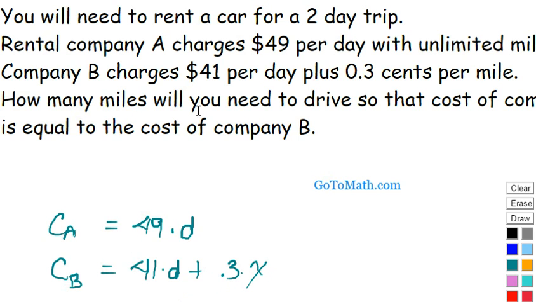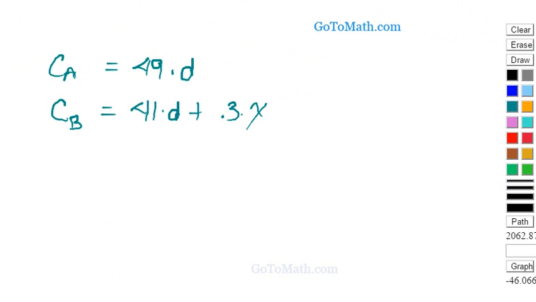How many miles will you need to drive so that the cost of company A is equal to the cost of company B? So we set up our two equations. That was pretty simple. Now, D is something that they gave us. Remember, we're going on a 2-day trip, so D is equal to 2.